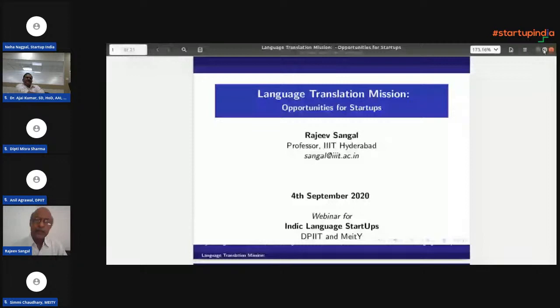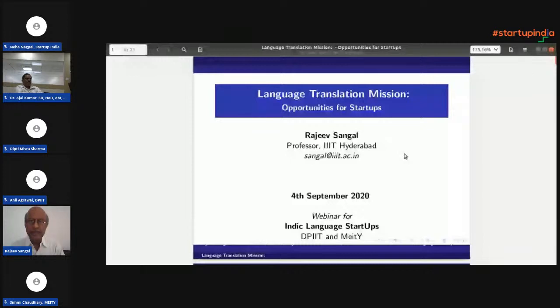So keeping Indian languages and the uniqueness and the power that they have, the variety which is there, there was a language translation mission that was announced by the Prime Minister's office, and then later on it has been implemented through MeitY, through the PSA, Principal Scientific Advisor, the Prime Minister's Council, and so on. So what is this language mission about, and what does it tell us? What opportunities does it open? And I'll be mentioning the opportunities particularly for startups.